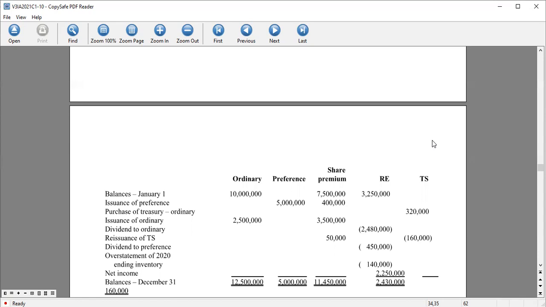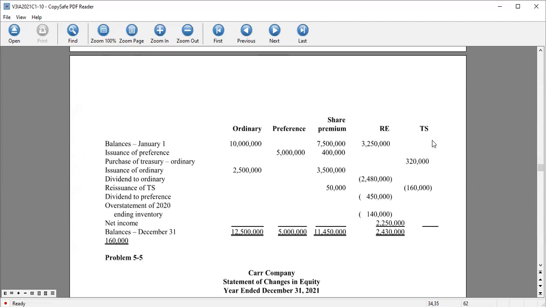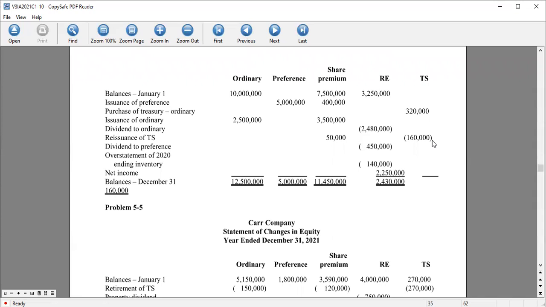Dividends of ordinary deducted from retained earnings, and the issuance of treasury stock for 50,000, share premium added, and we deduct from treasury stock. So only part of the treasury stock was reissued. Dividends to preference, then overstatement of 2020 ending inventory, an adjustment to retained earnings, and finally the net income of 2,250,000, giving us the balances on December 31.